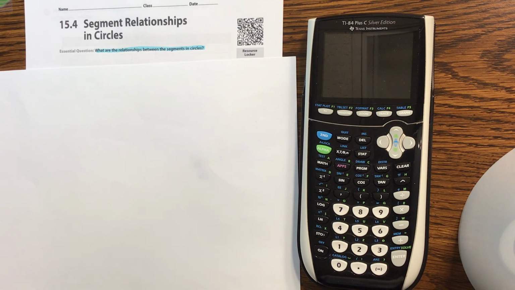Today we're going to look at chapter 15, section 4. We're going to look at segment relationships in circles.